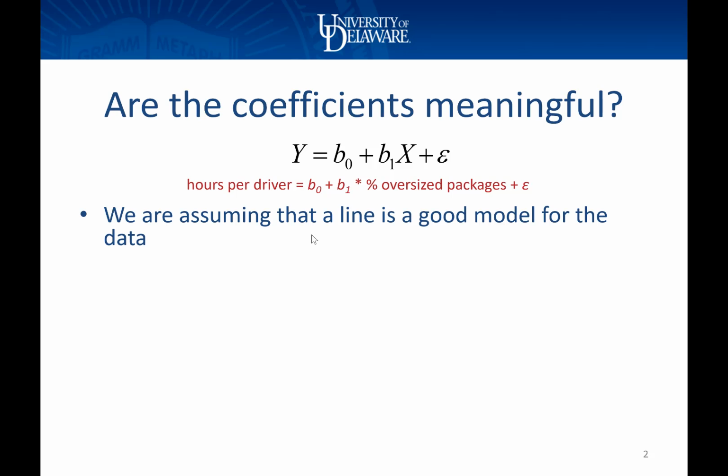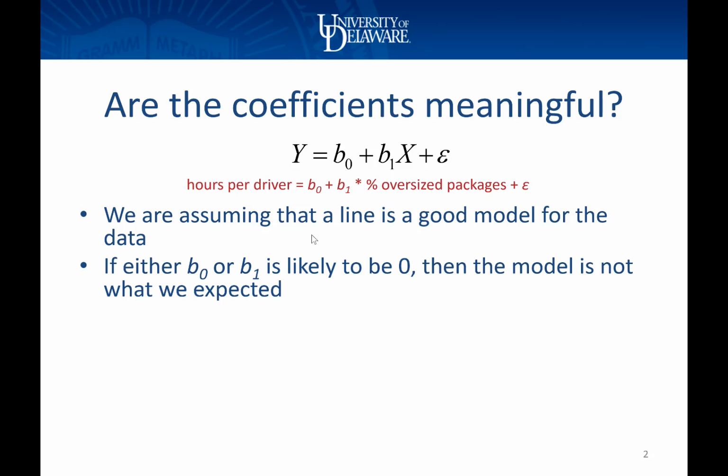Now we're assuming that a line is actually a good model for the data, and we don't know that that's true. If either the intercept B0 or the slope B1 is likely to be 0, then the model isn't exactly what we expected. Looking back at this equation, if B1 is actually determined to be 0, then the model is y equals B0 plus 0 plus some error. So y is actually equal to some number that we estimate. Then it wouldn't actually change with oversized packages, and our prediction will always be the same.